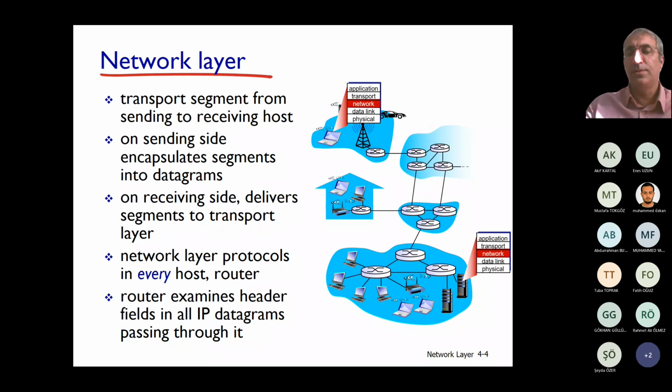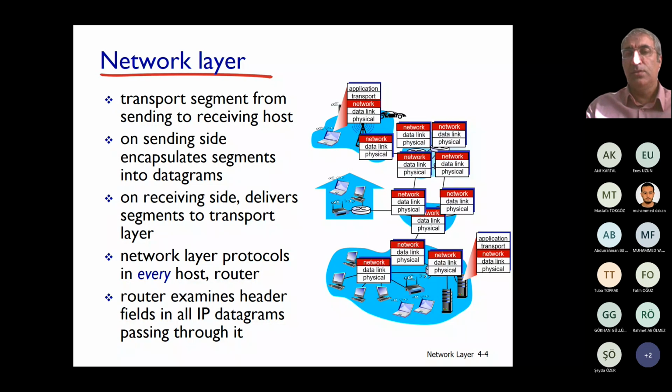Let's look at the animation together, how a segment is transmitted from a sending side to a receiving side. So as I mentioned, the network layer is everywhere, including the end system as well as the router, which is part of the core network. Okay, here we go. We have datagrams that pass through all these routers, and it delivers to the receiving host, and then hands over to the application layer.